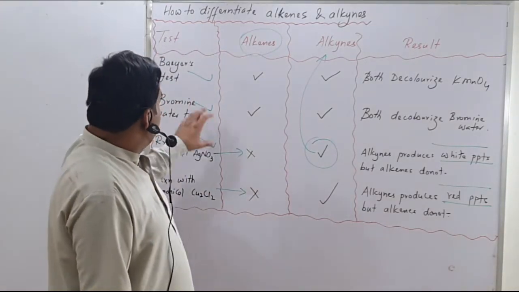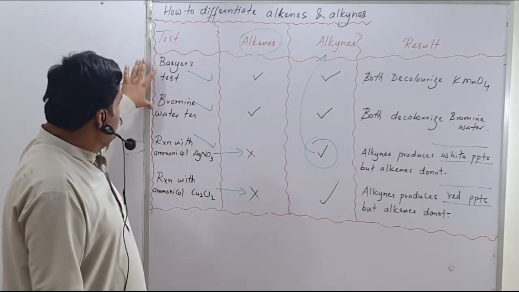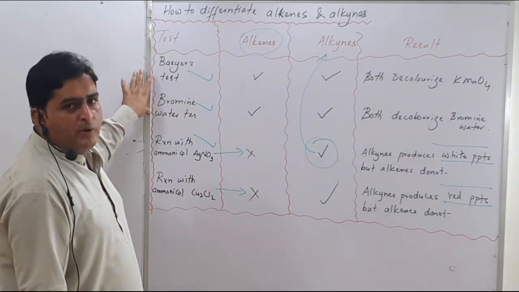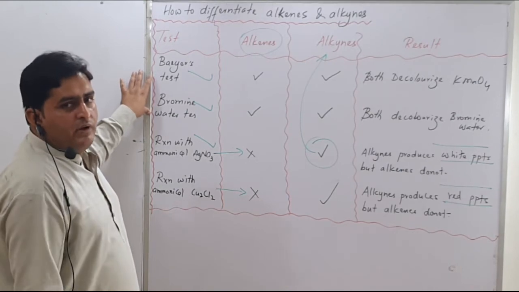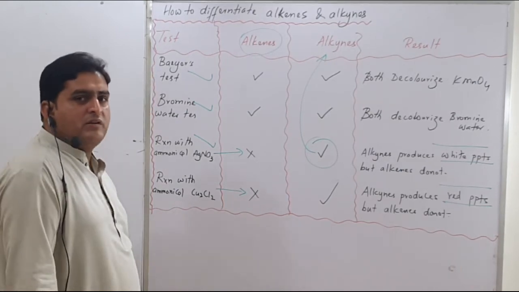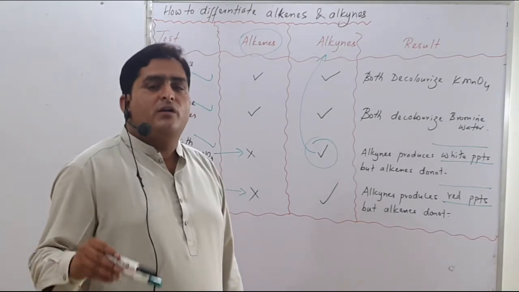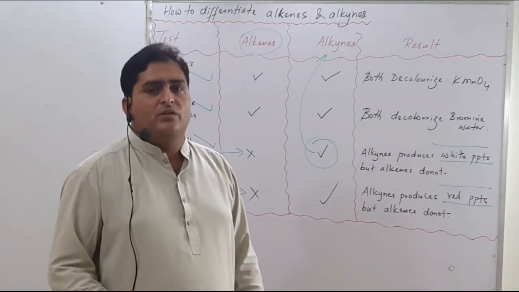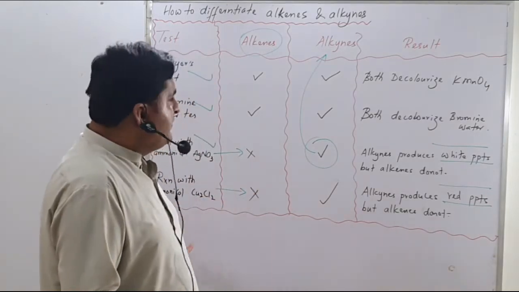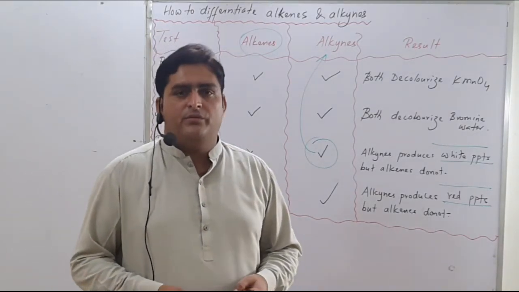If a compound is not responsive to Baeyer's reagent and bromine water test, it could be an alkane or aromatic compound. Then we will go for further confirmation with the flame test. If the compound produces smoke, it is an aromatic compound. If it does not produce smoke, it is an alkane. So in this way, we differentiate between different types of hydrocarbons.